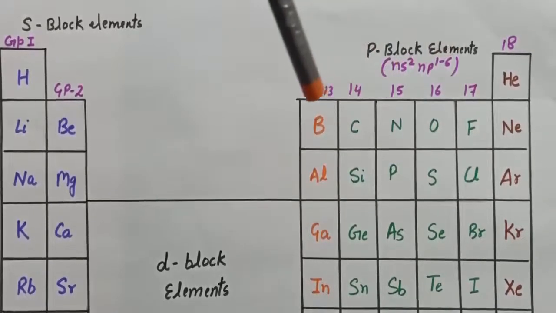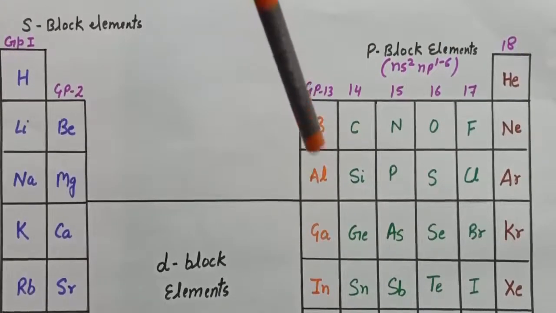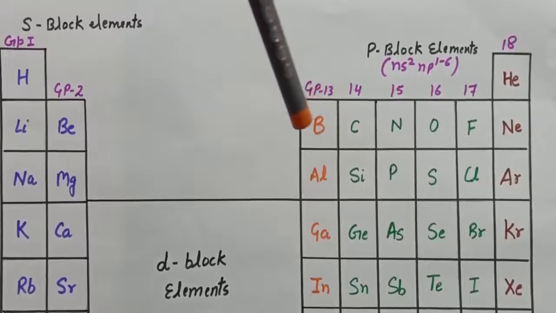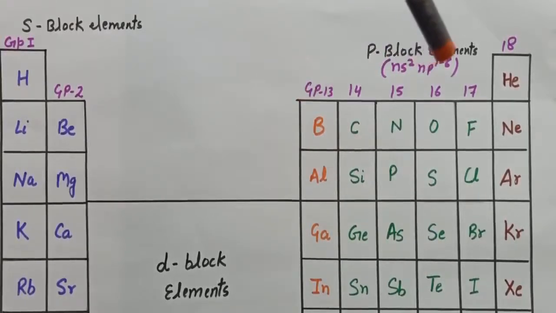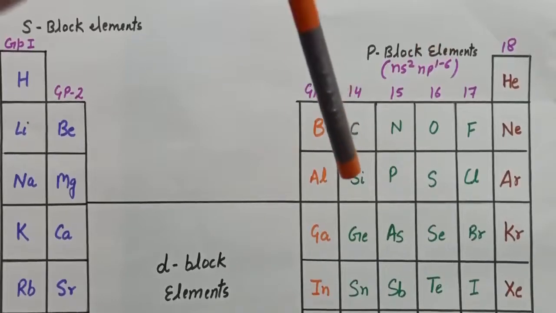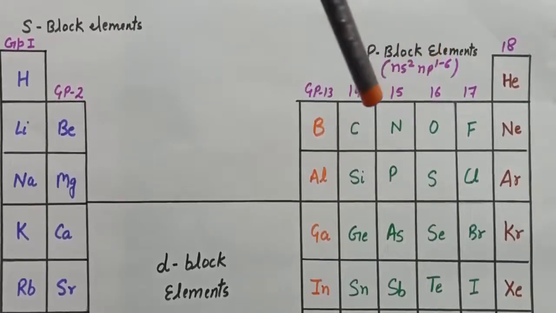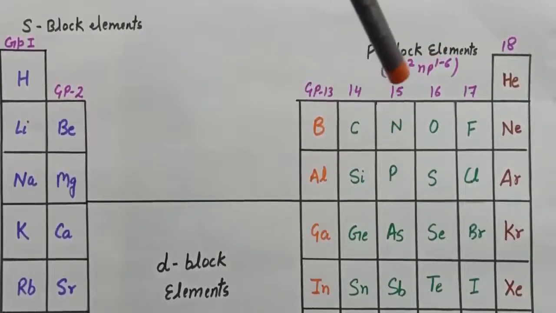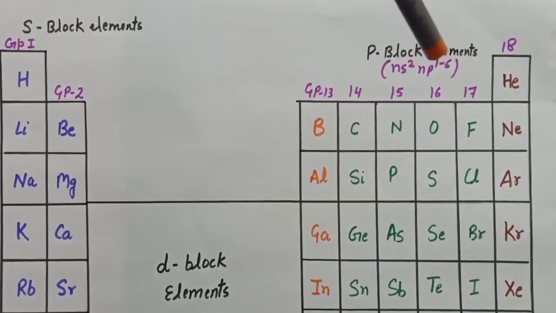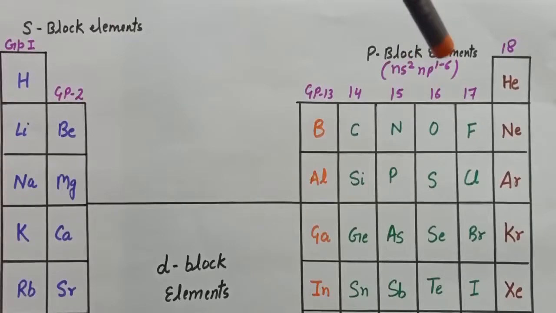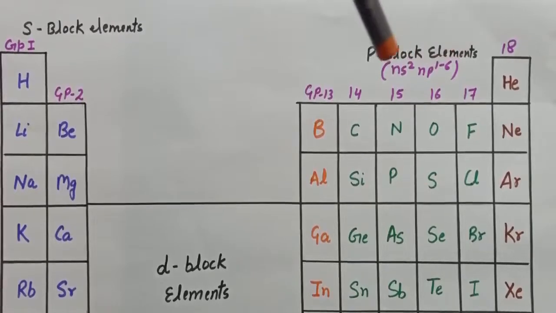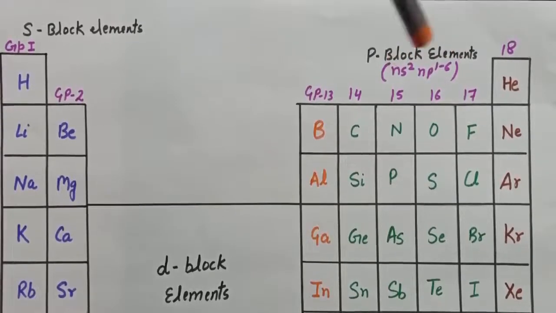ns2 np1 to 6. For example, if we want to write down the electronic configuration for group 13, the outermost electronic configuration for group 13 is ns2 np1. Similarly, for group 14 it is ns2 np2, and for group 15 it is ns2 np3. For group 16 it is ns2 np4, and for group 18 it is ns2 np6.